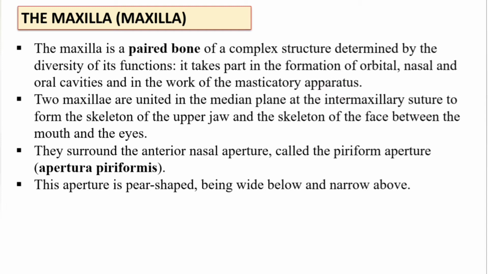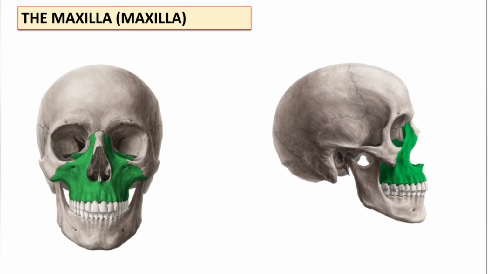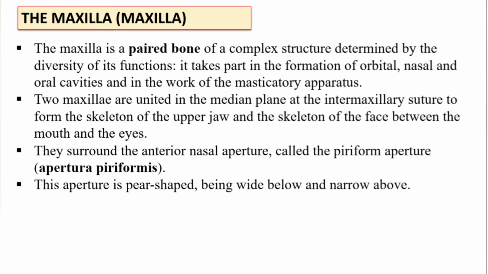So this bone, like I told you, is paired. So they are two, and they are united together at the intermaxillary suture to form the skeleton of the upper jaw and the skeleton of the face between the mouth and the eyes. So this is the left maxilla and the right maxilla. You can see this suture, the intermaxillary suture. These two bones surround the anterior nasal aperture.